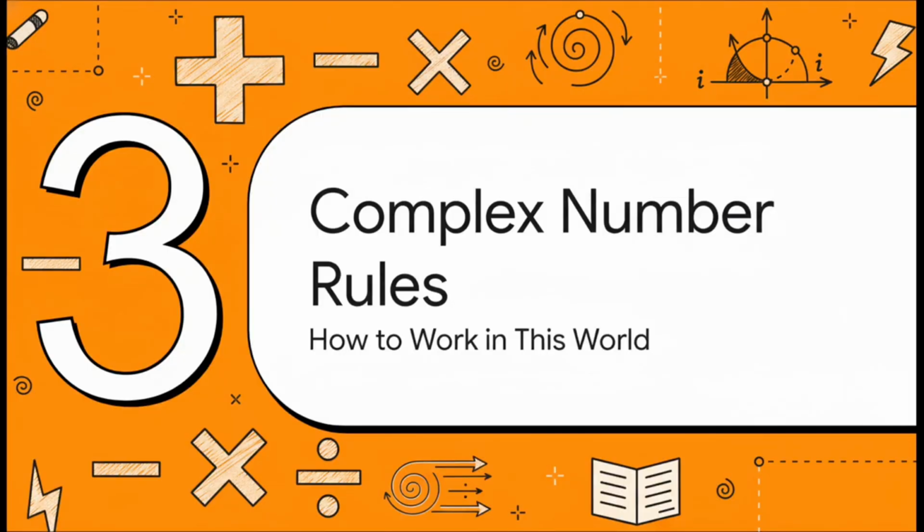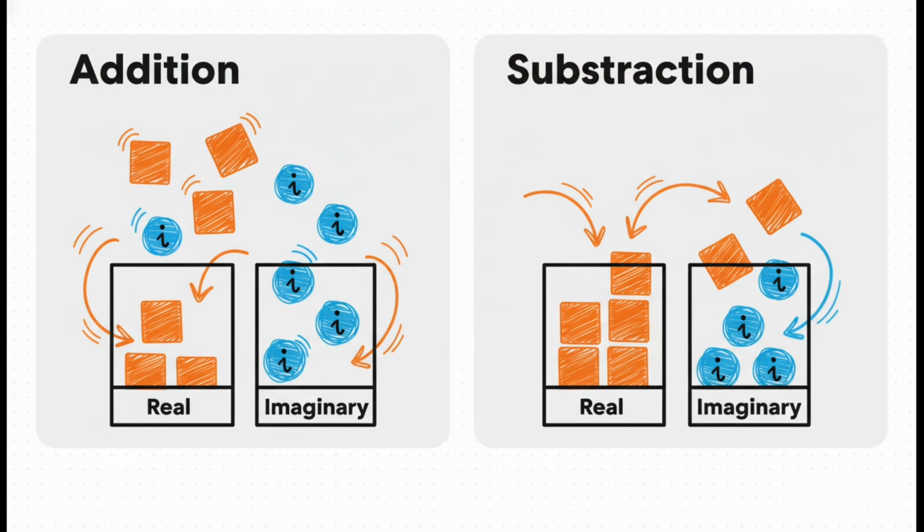Okay, so we've got these cool new numbers. But how do we actually use them? Like, what are the rules of the road for adding, subtracting, multiplying, and all that good stuff? And here's the great news. For adding and subtracting, it's super easy. You basically just combine like terms. You add the real parts with the real parts, and you add the imaginary parts with the imaginary parts. That's it. Keep them in their own lanes, and you're golden.